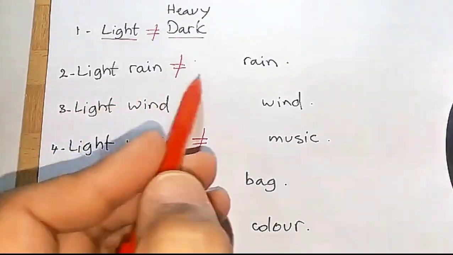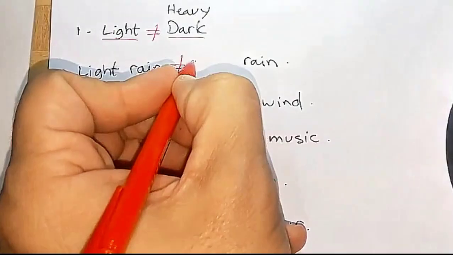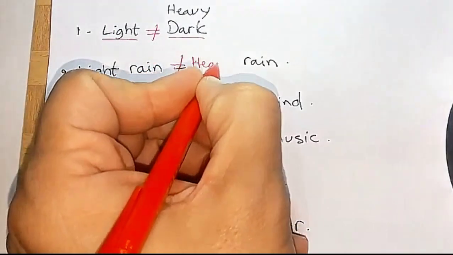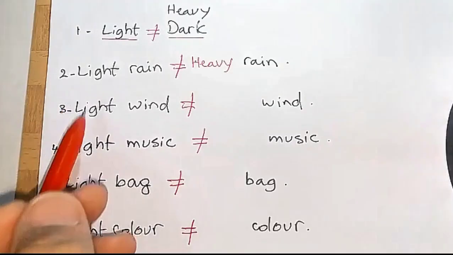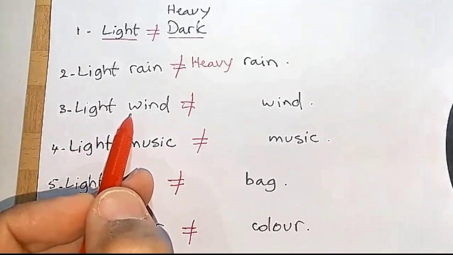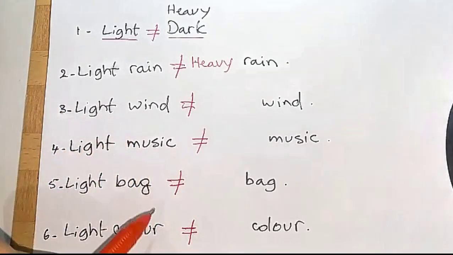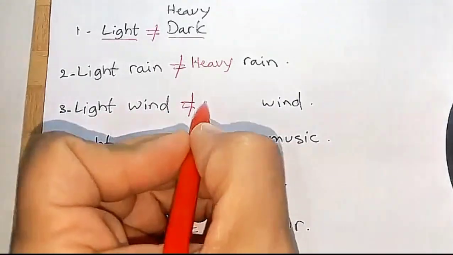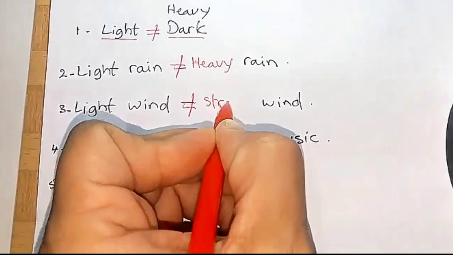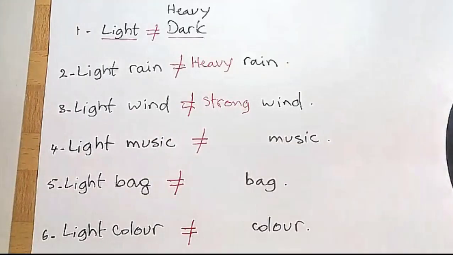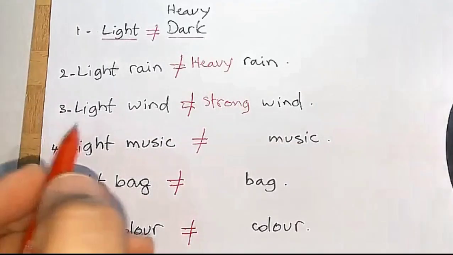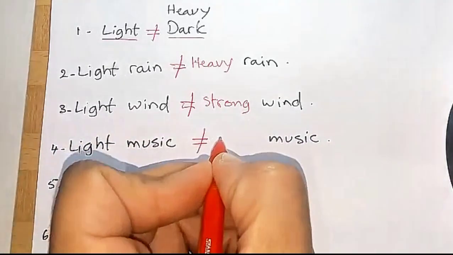Number 2, light rain. The opposite is heavy rain. Very good. Number 3, light wind. Do we say heavy wind? Yeah, it can be, but the best one is strong. Strong wind. 4, light music. Heavy music. Strong music.